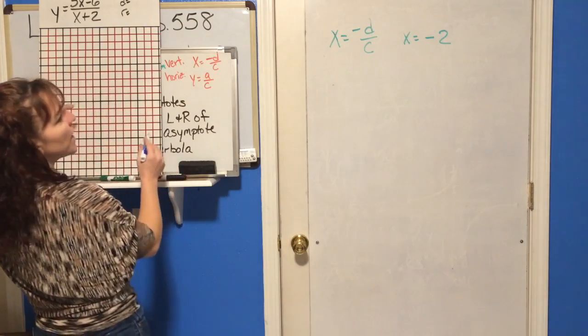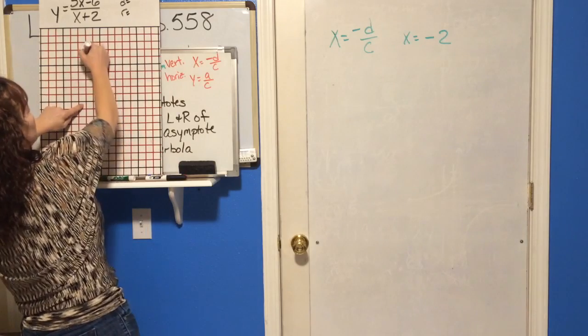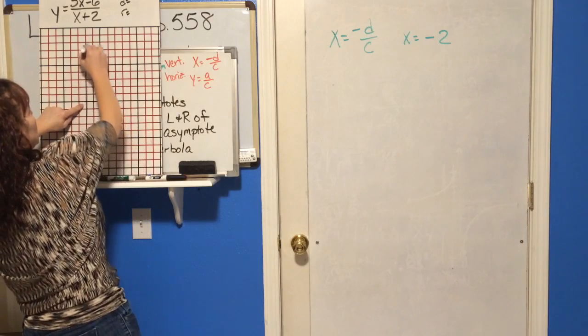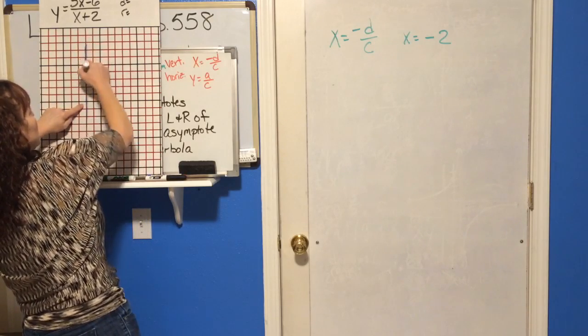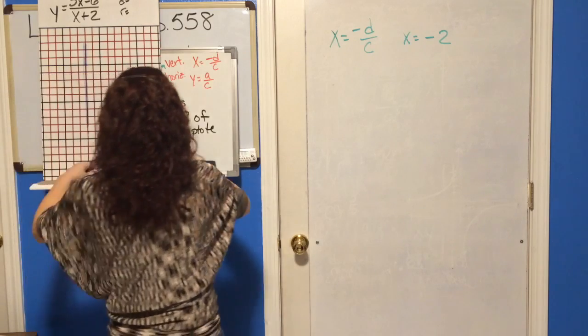Let's see. So x is a vertical. X equals negative 2. So here's, can you see it? Oh, I didn't test this out. There we go. All right, so there's one.